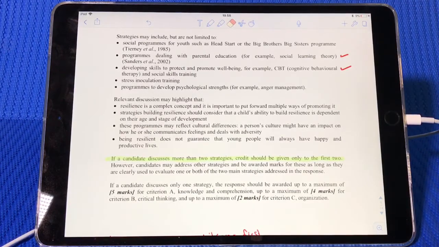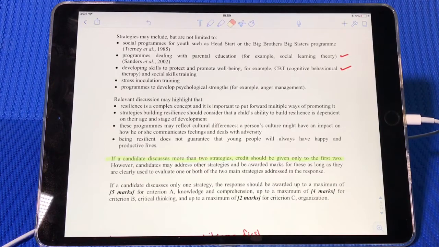And if in the future a question comes out that would be more appropriately answered by stress inoculation training, by programs to develop psychological strengths like anger management, because you studied from your doc file, these points are going to be there at your fingertips. Here's the thing. When we do questions in exam conditions, we can't waste extra time writing more points than the question requires. So this is what you could do.